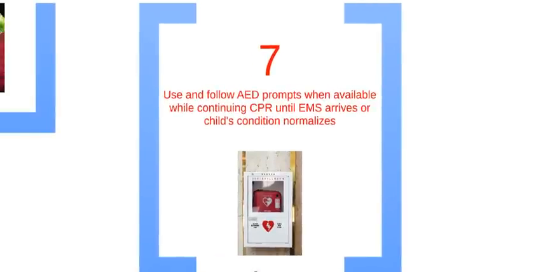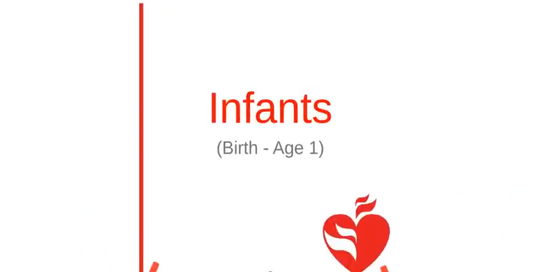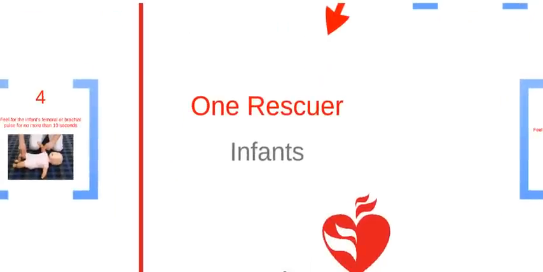Step 7 is to use the AED and follow the prompts. Continue this and CPR until EMS arrives or the child's condition normalizes. Next, we'll go into basic life support for infants, which are considered to be from birth to age 1. We'll go over the process, starting with one rescuer.